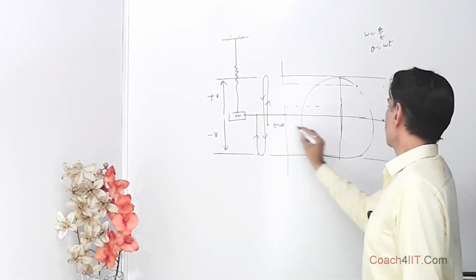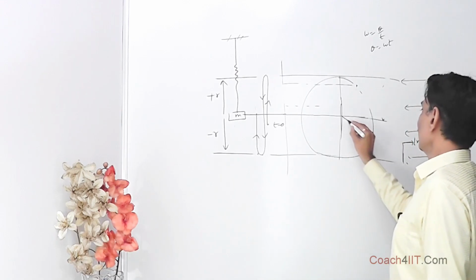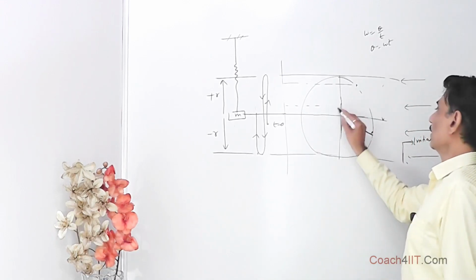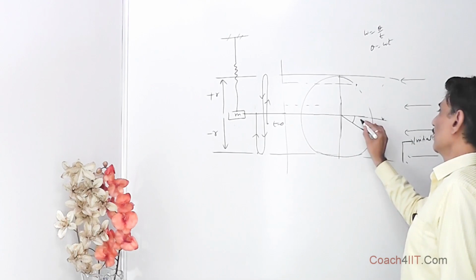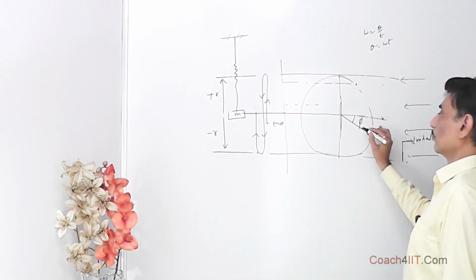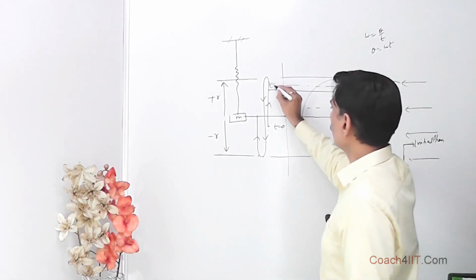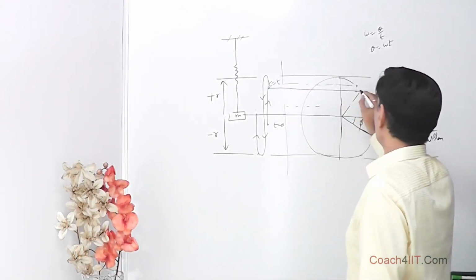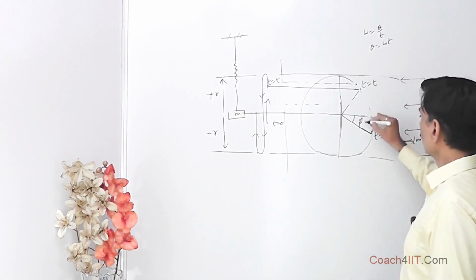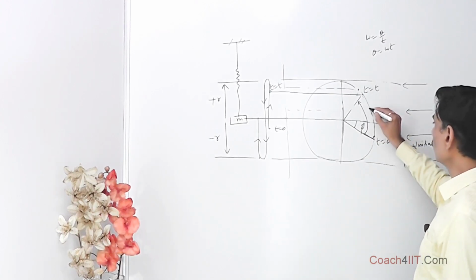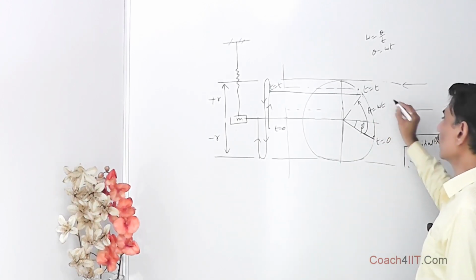So at t is equal to 0, it is here, and this angle, whether you say this angle or this angle, let's say this angle from the positive x-axis comes out to minus phi. So at t is equal to 0, it is over here, and at t is equal to t, it reaches over here. So this angle theta is going to be omega t.